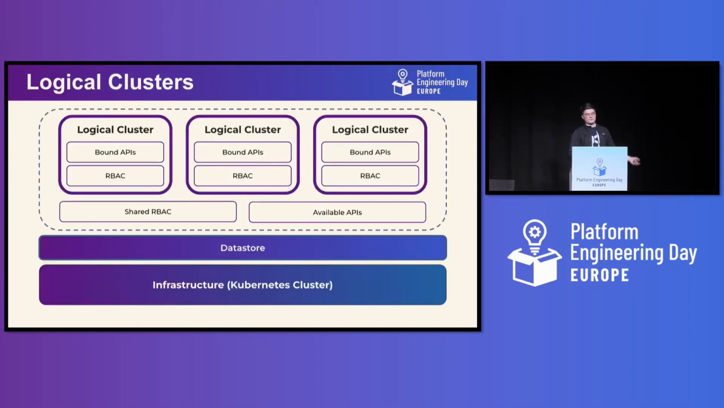And the solution that we have in KCP, and that we're going to talk about a bit when we come to KCP, is a concept that we call logical clusters. With logical clusters, you have one control plane, which is KCP, and KCP is capable of exposing many different Kubernetes APIs as kind of like virtual clusters. That means you are not spinning up new processes to run a new API.